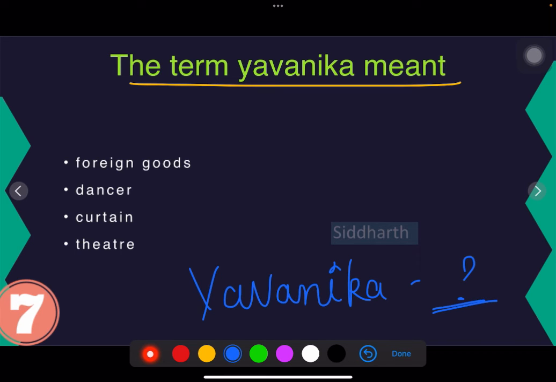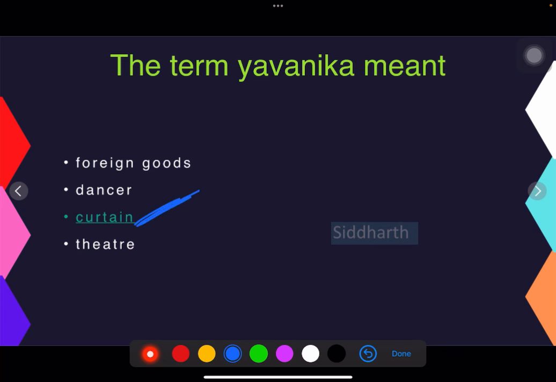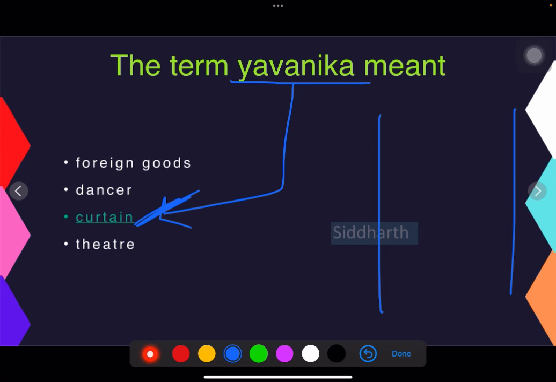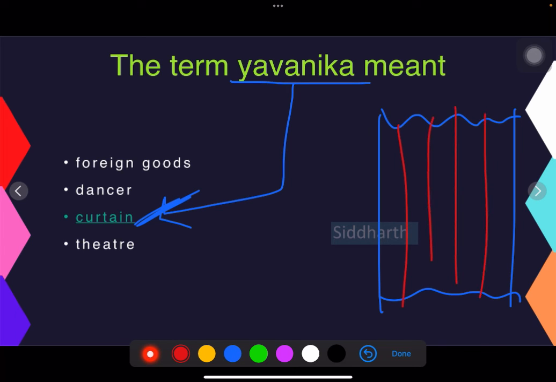The term Yavanika meant, what? Your time starts now. Find the correct answer. The correct answer is one of these four options. Okay. The correct answer is curtain. The term Yavanika meant curtains.